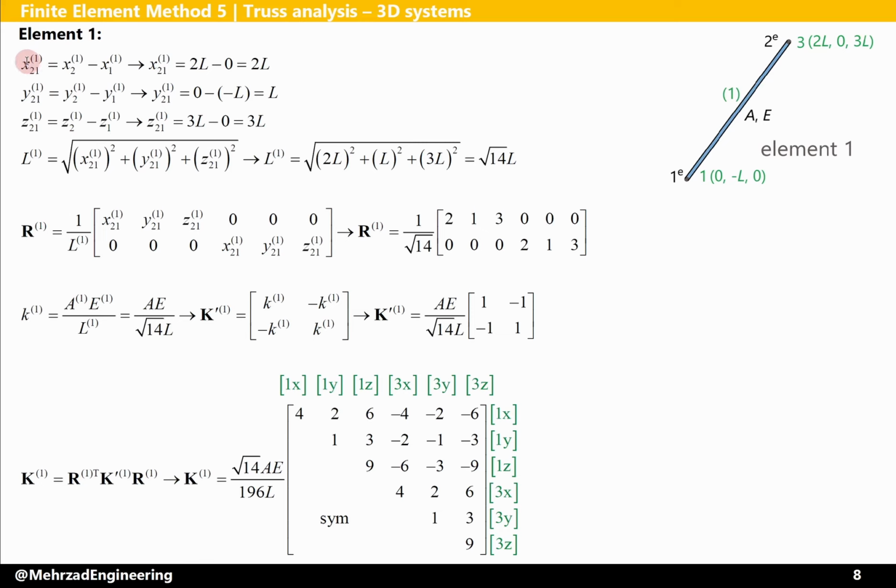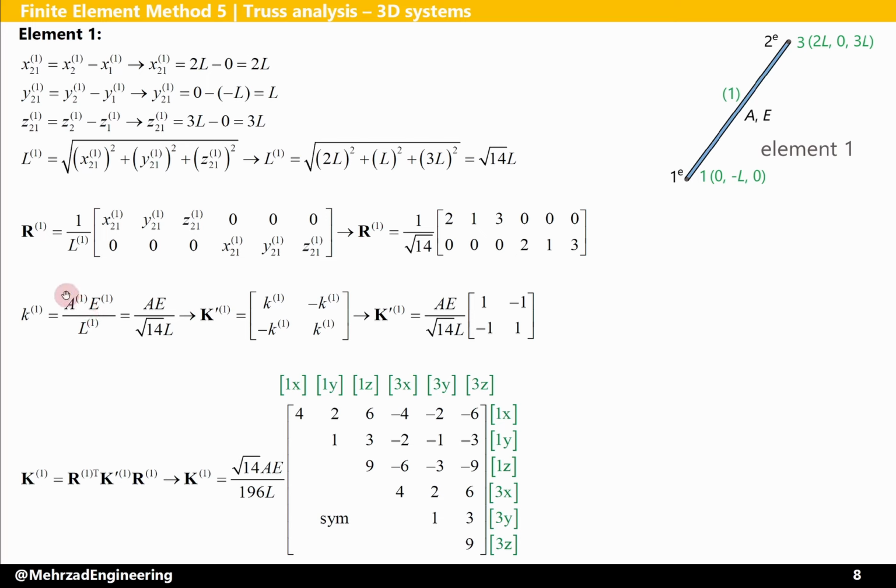Now to find the stiffness matrix for element number 1 in global coordinate system, we need to find rotation matrix and stiffness matrix in local coordinate system. Rotation matrix can be achieved based on x21, y21, z21, and length of the element. These parameters can be calculated based on nodal coordinates of the element. To find a stiffness matrix in local coordinate system, we need to find axial stiffness of the element, which is based on cross-sectional area, elastic modulus, and length of the element.